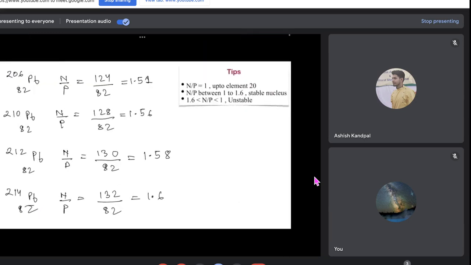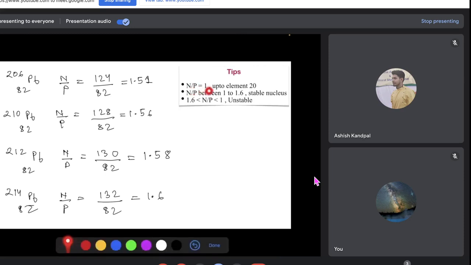Now, the tip here is that N upon P equal to 1 is for elements with atomic number up to 20, and an N upon P between 1 and 1.6 will be stated as a stable nucleus. So an N upon P ratio greater than 1.6 or less than 1 is stated as unstable.